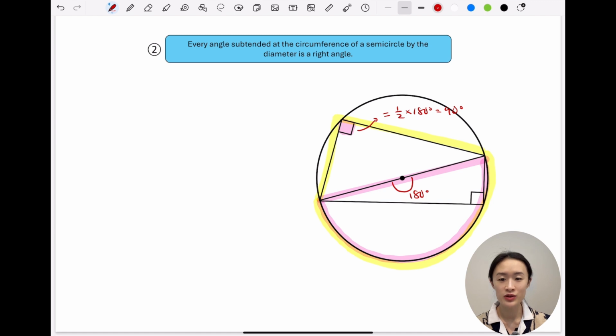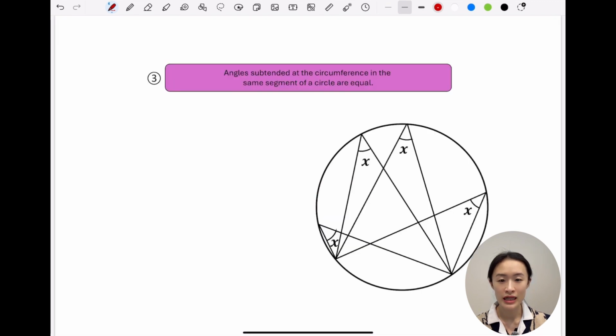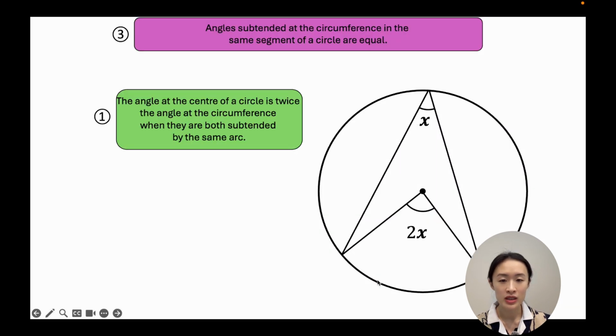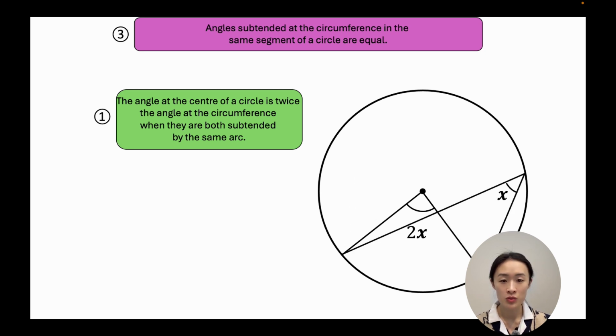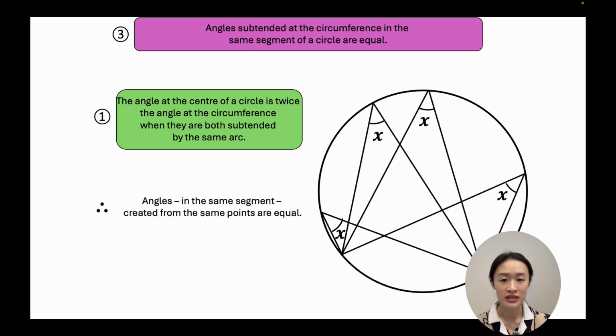Okay, so now moving on to the third one. Now this one is saying that the angles subtended by the same arc are equal if they are all on the circumference. So what we are going to do now is to prove this theorem. Imagine we have an angle x here. Now because we know it's a half of the angle at the circumference when they are subtended by the same arc, then we know that we can draw another angle at the circumference by the same arc, and that will be x as well. I'm going to draw a few more. They are all x by the first theorem.